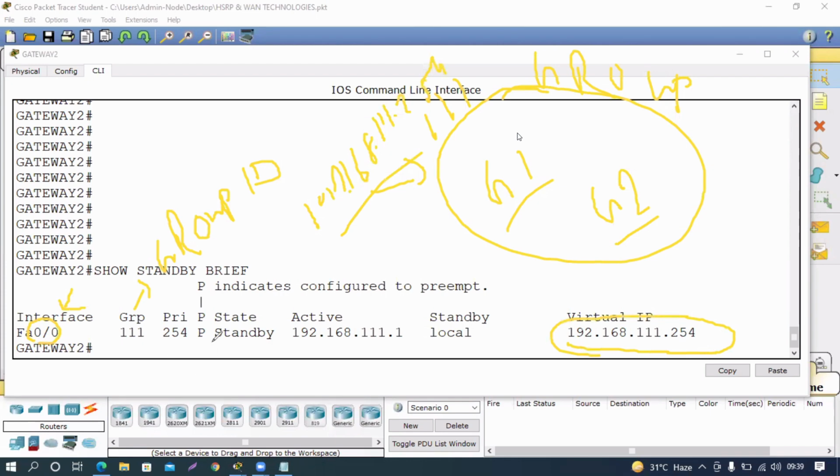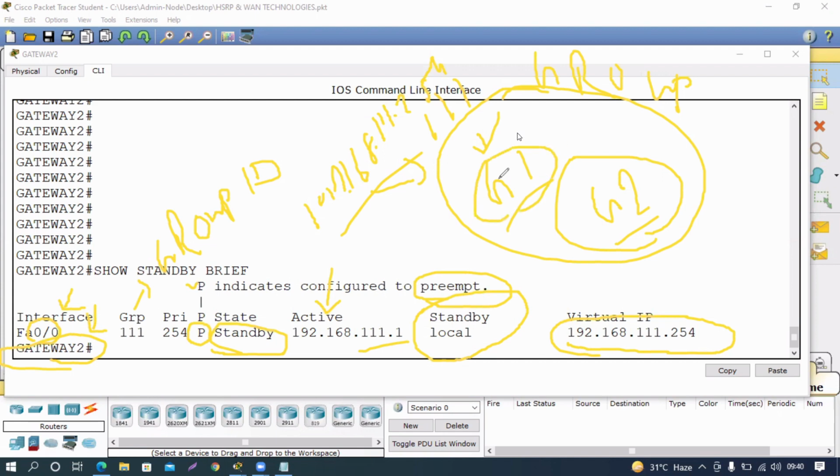Which router is local? You can see the standby router is the local router. Local router means gateway 2. And who is the active router? Gateway 1, right? What is the state of this router, standby or active? Standby, right? Can you see this preemption? P for preempt. Can you see this P is there? It simply indicates that preemption is configured. It means whenever the active router with the highest priority goes down, the standby router becomes active. And when this router comes back online again, since it has the highest priority of 255, this router will become active again because it has the highest priority. Got the concept, right?